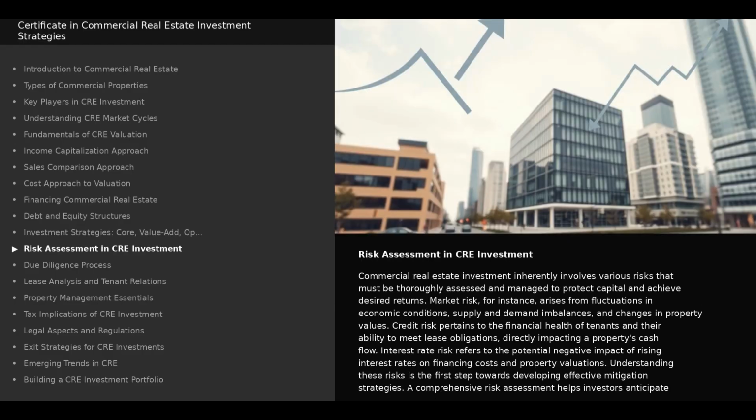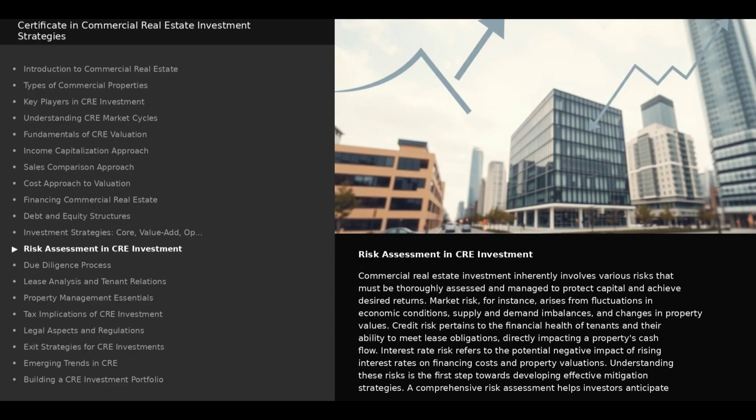Risk assessment in CRE investment. Commercial real estate investment inherently involves various risks that must be thoroughly assessed and managed to protect capital and achieve desired returns. Market risk, for instance, arises from fluctuations in economic conditions, supply and demand imbalances, and changes in property values. Credit risk pertains to the financial health of tenants and their ability to meet lease obligations, directly impacting a property's cash flow.